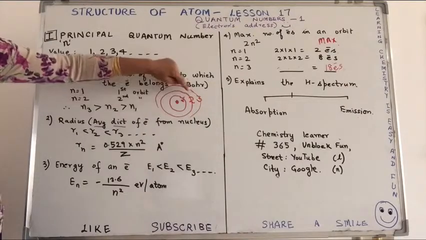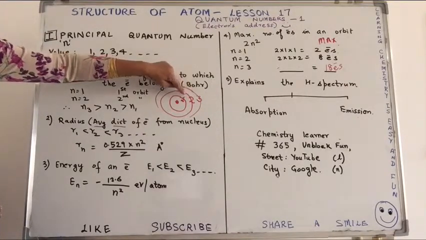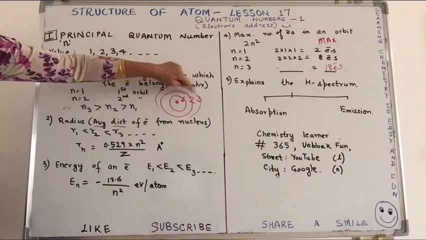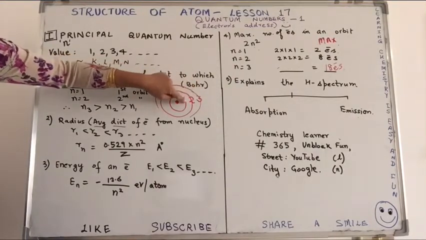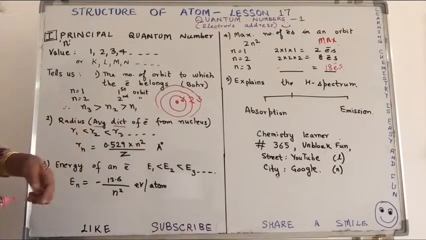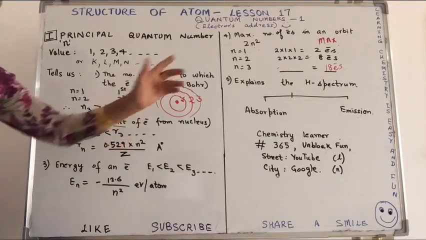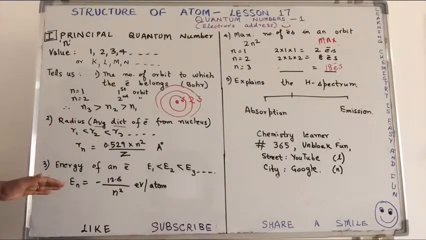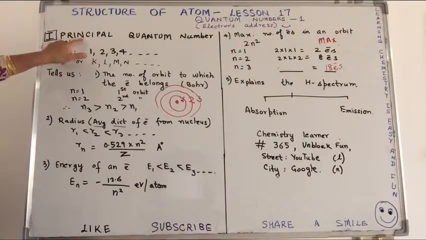If on the other hand it comes back from a higher energy level to a lower energy level, any of these, from 4 to 3rd, 4 to 2nd, 4 to 1st, it emits energy because it doesn't need that extra energy. So it emits out energy and we get what we call the emission spectrum, as was explained by Bohr. The next quantum number we shall be doing is the azimuthal quantum number, denoted by L.